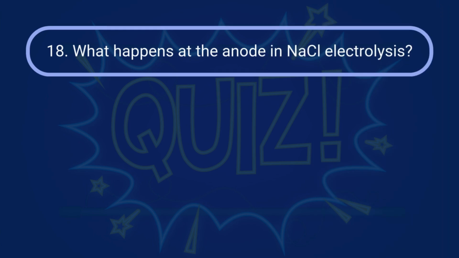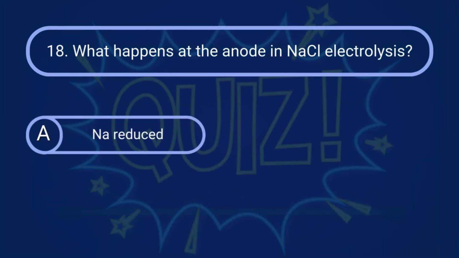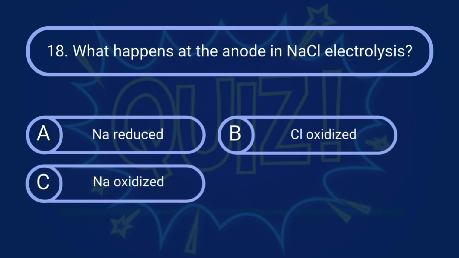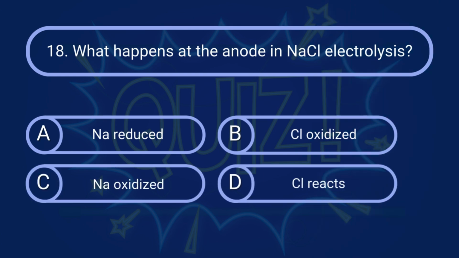What happens at the anode in sodium chloride electrolysis? Sodium reduced, chlorine oxidized. Sodium oxidized, chlorine reduced. Think for a second. The correct option will be chlorine oxidized. Get ready for the next one.